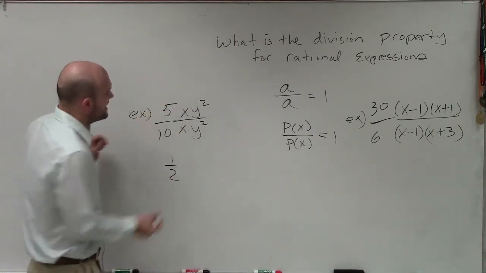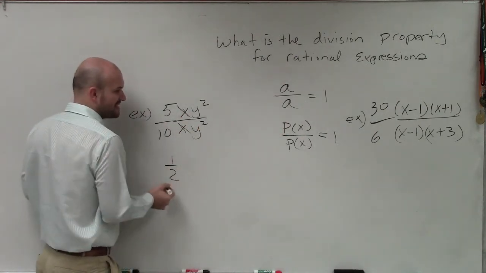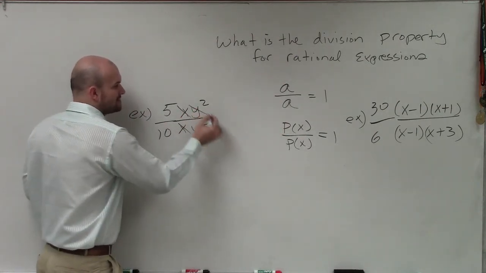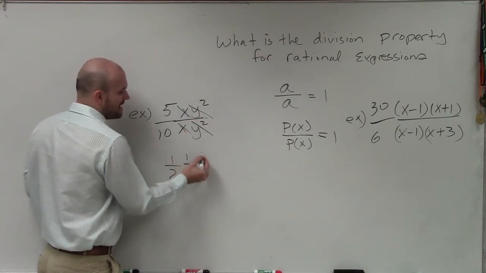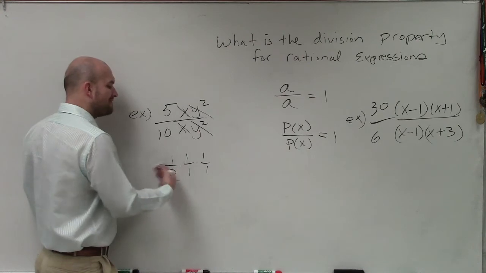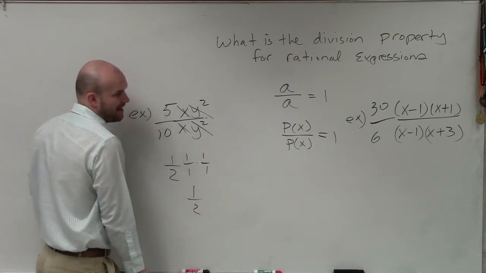But now you can see that I have x divided by x. By applying my division property, that divides to 1. Y squared divided by y squared, that divides to 1. So I'm just left with a 1 over 1 times a 1 over 1. Well, 1/2 times 1 over 1 times 1 over 1 is just going to leave me with a 1/2.